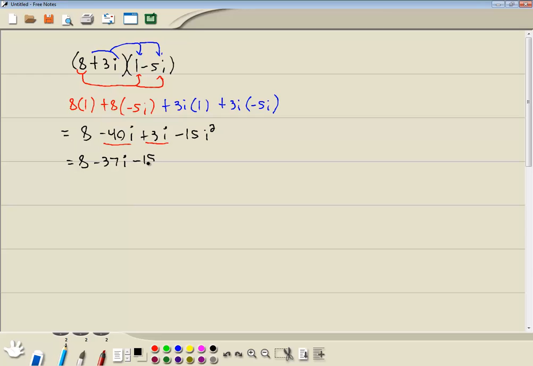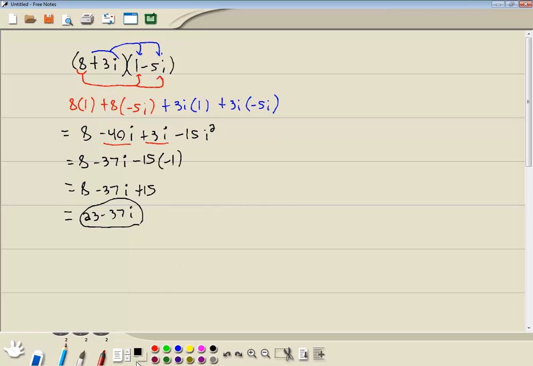minus 15 i squared. And standard form dictates that we can never have an i squared or higher. So we're going to replace this i squared here with negative 1. So we've got 8 minus 37i. Negative 15 times negative 1 is a positive 15. 8 plus 15 will give us 23, and then minus 37i. And that'll be our answer.